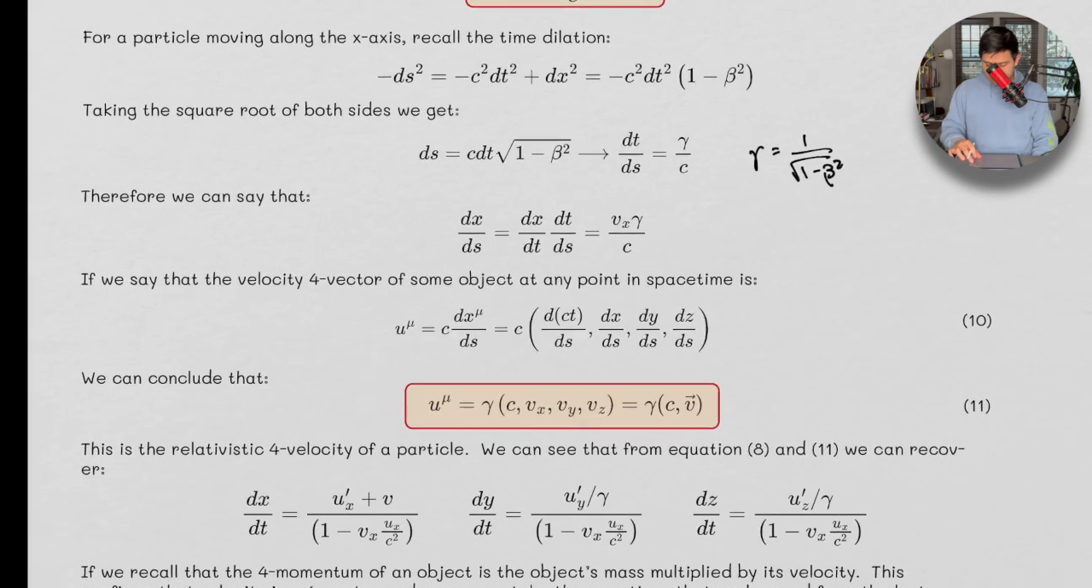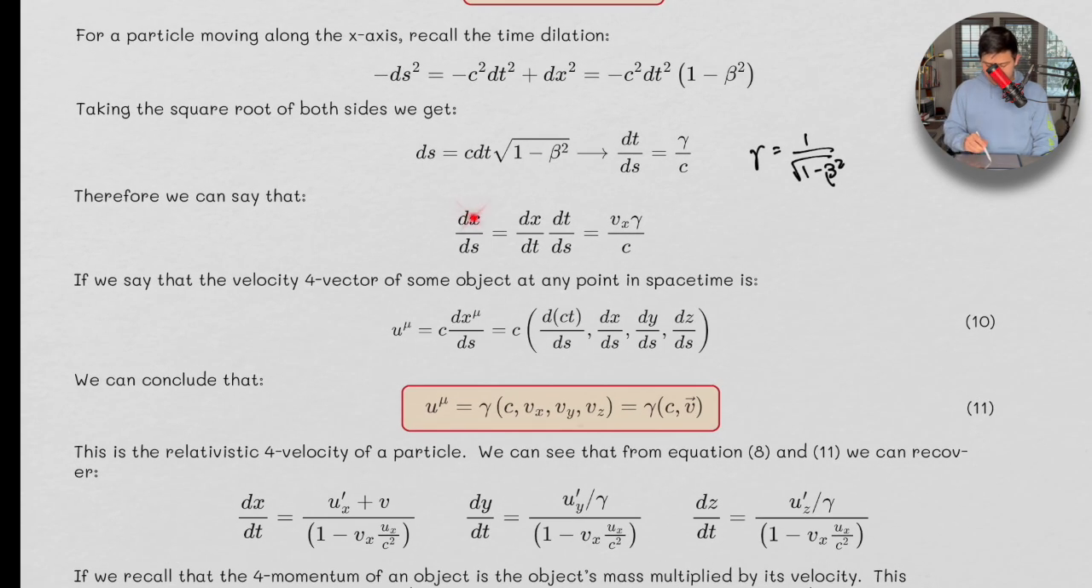So therefore, we can say that dx over ds is dx over dt times dt over ds, right? Because you can cancel those out, and we get this here, right? Because dt over ds, we said, was this gamma over c. And dx over dt is this right here, okay?